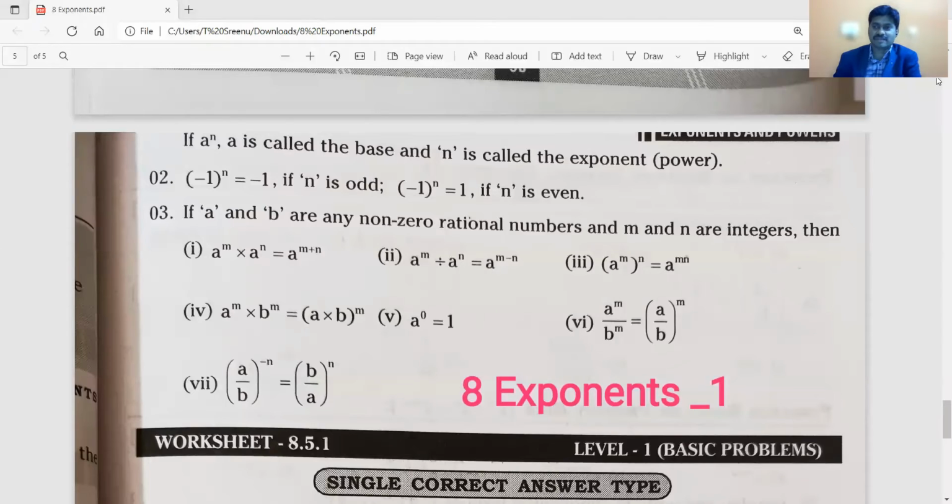Today in school, late. Okay. Today we'll start a new topic, the fifth chapter in our content, exponents and powers. Okay, sir. All right. So just recollect the formulas here.